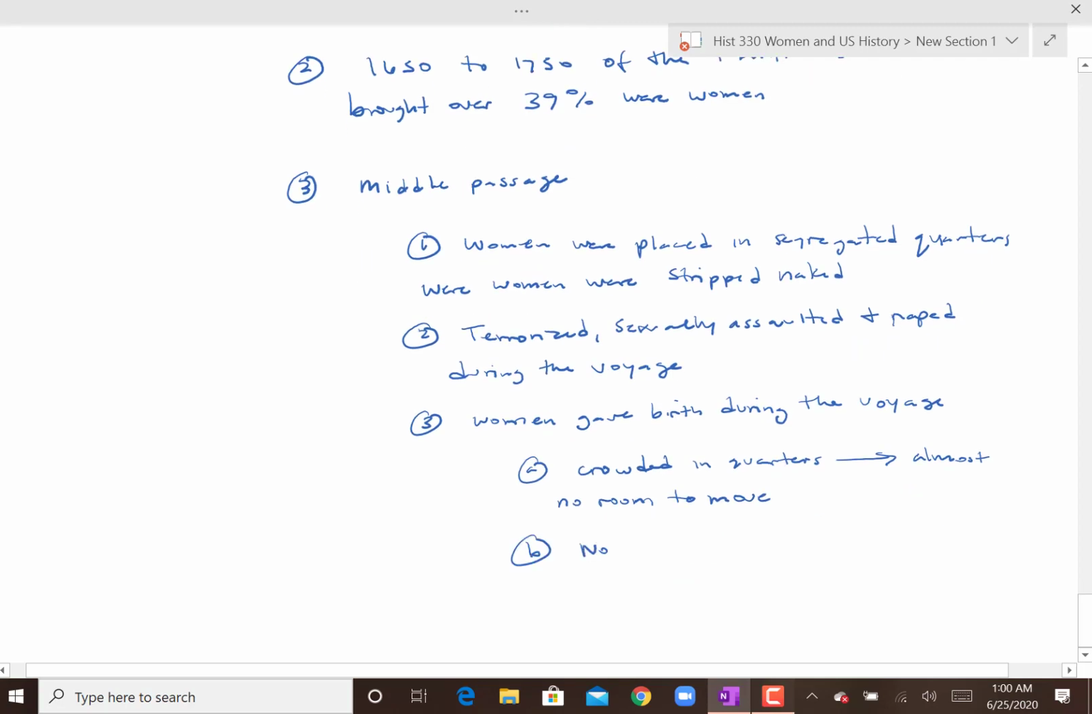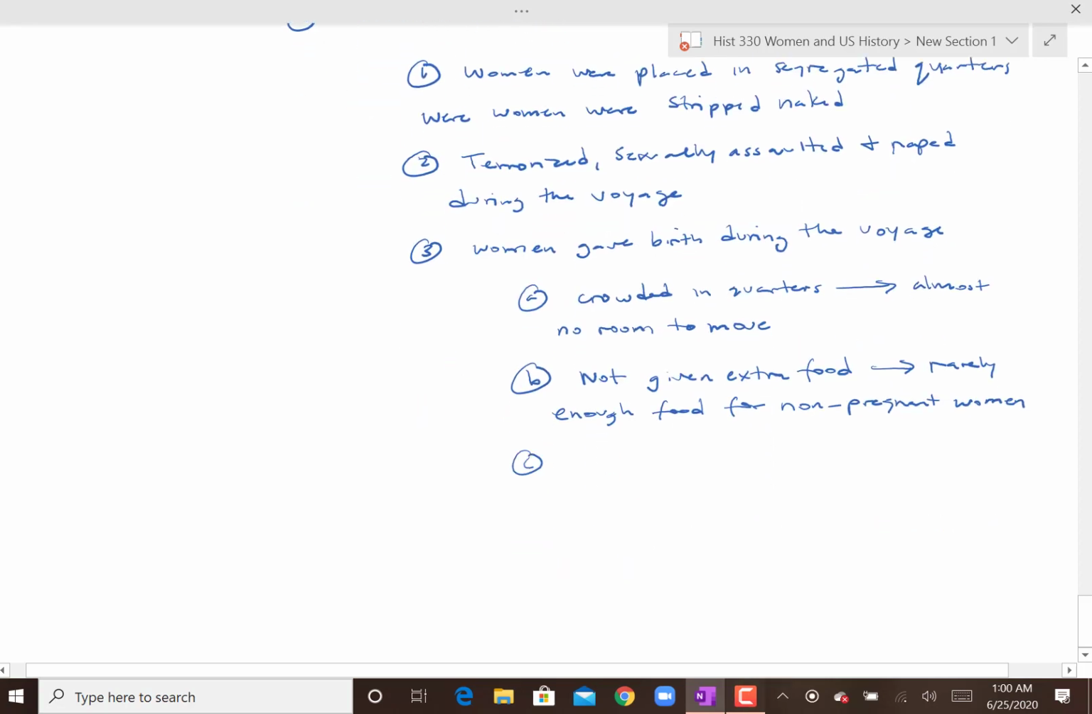You were not given extra food for being pregnant, and there was rarely enough food anyway for non-pregnant women, for anyone. But pregnant women need more, and there was almost never enough food for people in general, let alone for being pregnant and having the nutrients for that. And so the risk of complications, we'll just say the risk of death, was high.